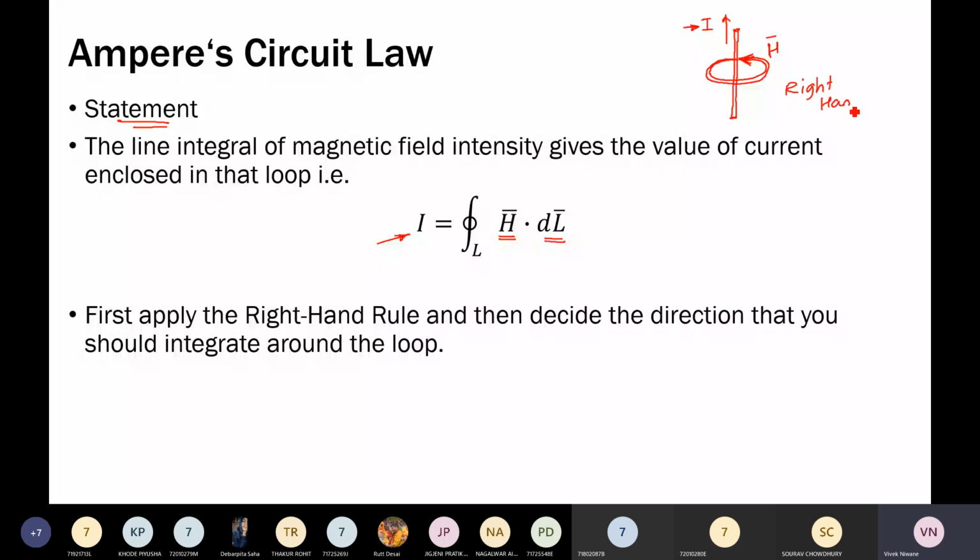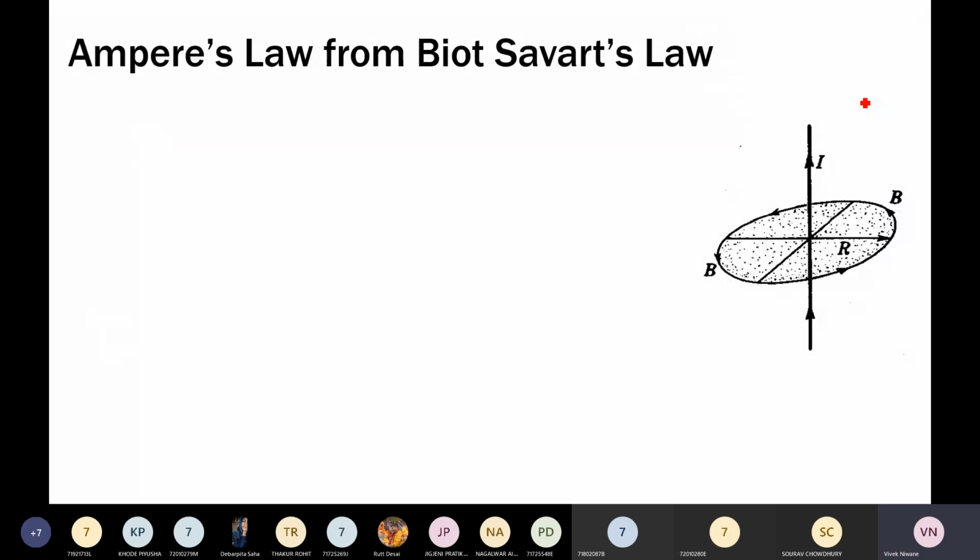It says if the right hand thumb indicates the direction of the current, then the curl of the fingers around the conductor indicates the direction of the magnetic field. So knowing this Ampere circuital law, we want to apply it. But let us go for a derivation before applying it.